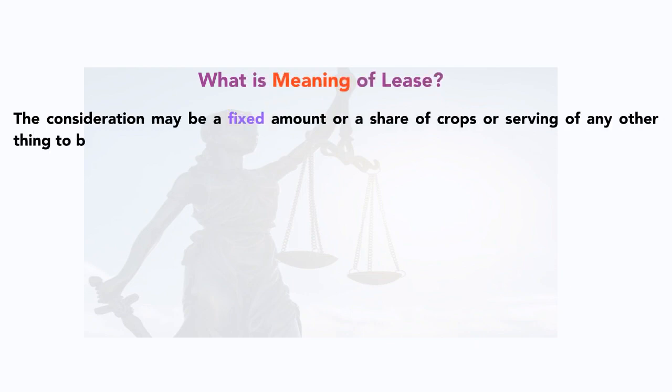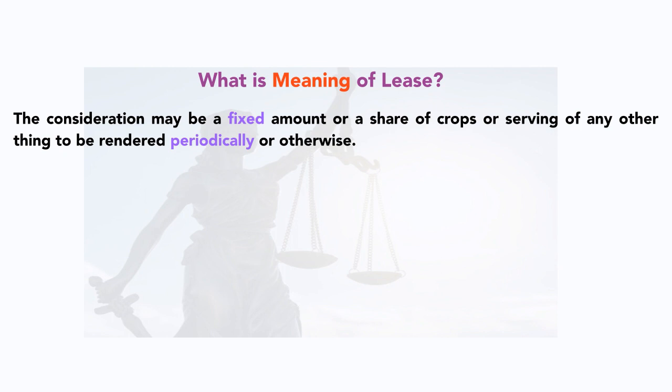Now, the next point: the consideration may be a fixed amount, or a share of crops, or service of any other thing to be rendered periodically or otherwise. The second part of this sentence talks about crops or service of other things, since this law was made in 1882, and at that time these were the modes of paying the rent. Money at that point of time was something hypothetical for most people, because they had hardly any money to pay as rent. But these days it is largely money, that is, cash.